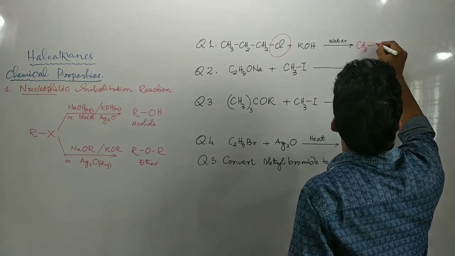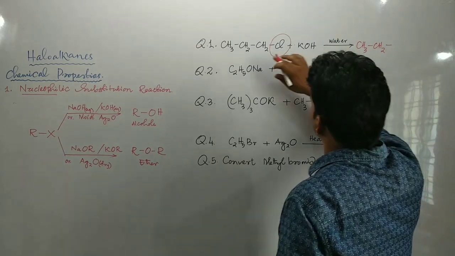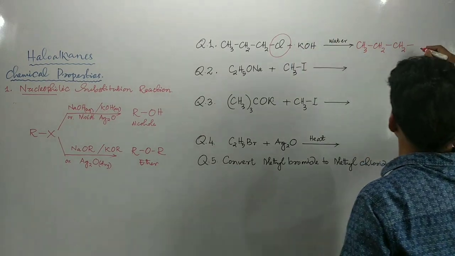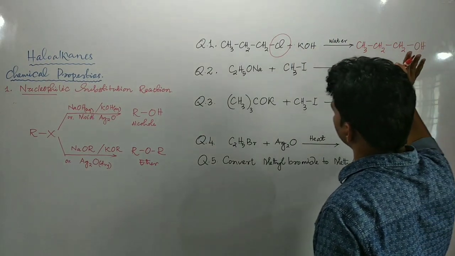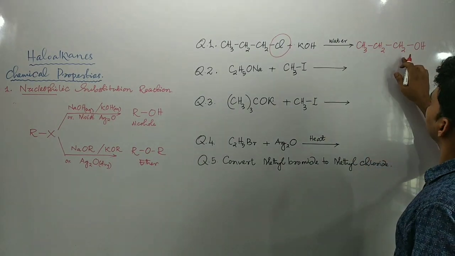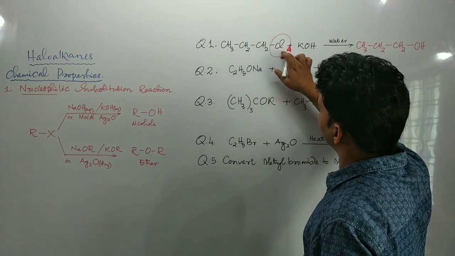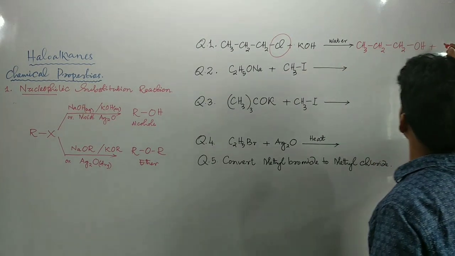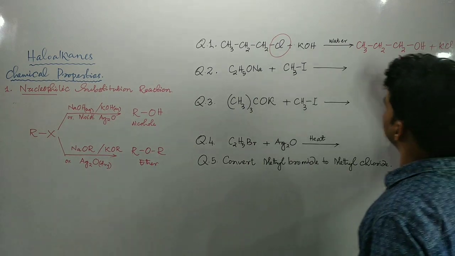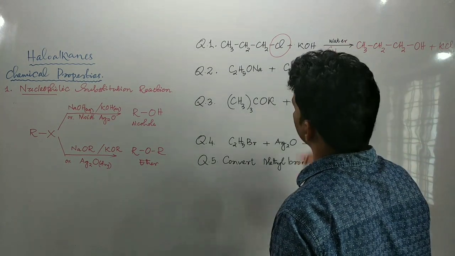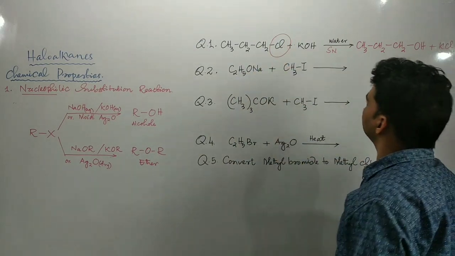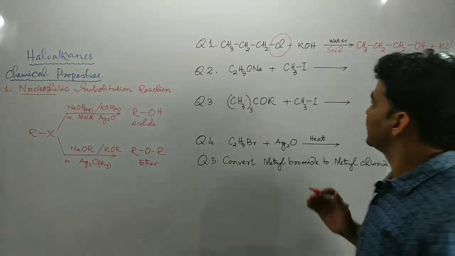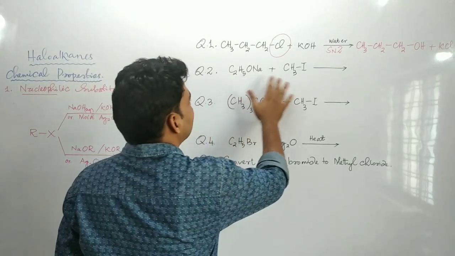CH3CH2, the alkyl group will remain the same, CH3CH2CH2. In the place of Cl, simply I need to put what? OH. So this is my desired product. What is this? N-propyl alcohol. This is N-propyl chloride. It gives N-propyl alcohol, plus the byproduct is KCl. So this is simply a nucleophilic substitution reaction. As the substrate molecule is the primary one, this reaction occurs through SN2 mechanism.